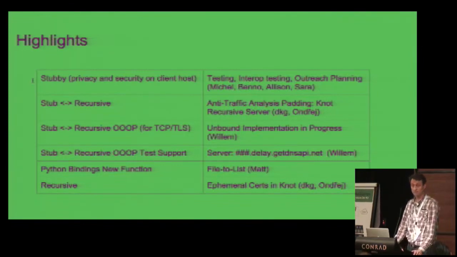Out of order processing, we'll come to that later in more detail, because now it's probably not very clear. Python bindings to new functions we introduced in our library, the getDNS library. And in the recursive resolver, Unbound, we introduced ephemeral certs, added by Andre and DKG.